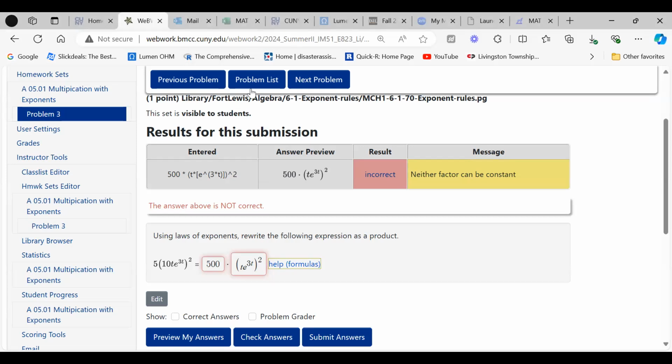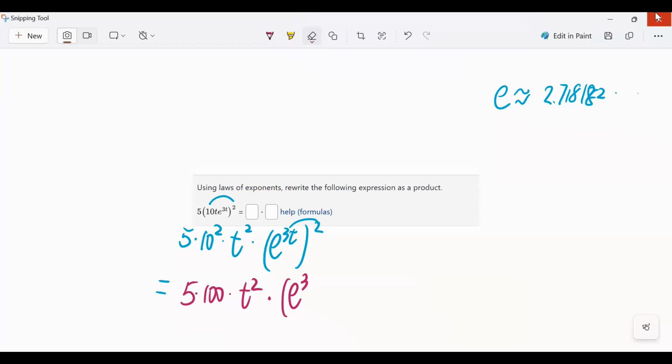Okay. e to the 3t, to the second, so we get 500 t squared and then e to the 6t. 3t times 2 is 6t, and it's going to be e to the 6 to the t power.